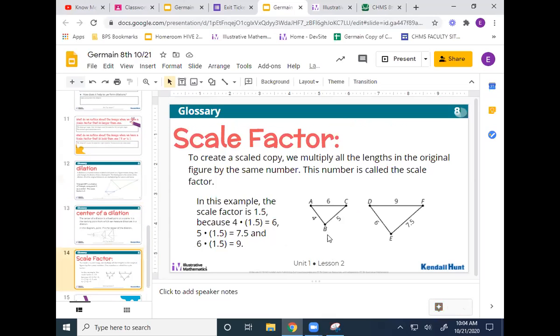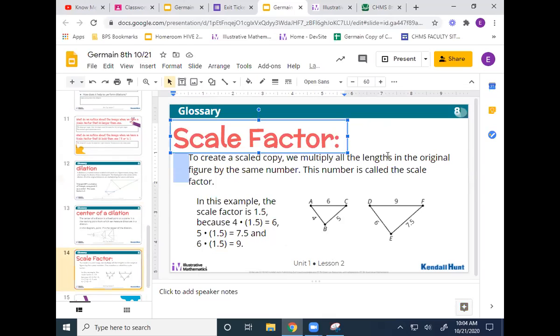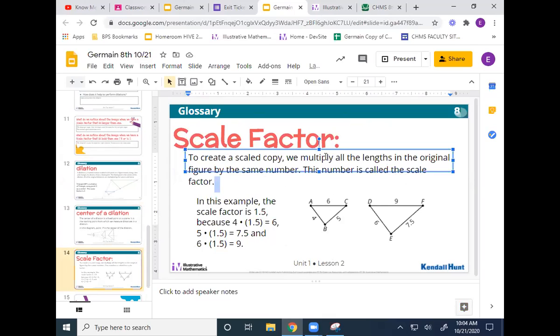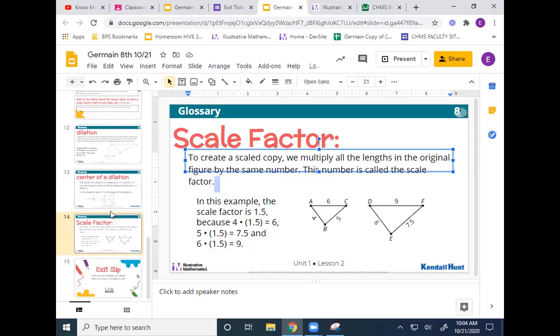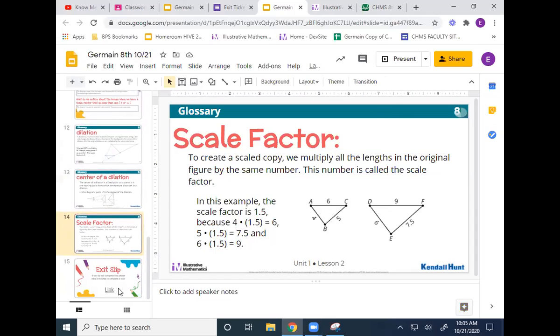And then the scale factor, as we talked about extensively last year in our first unit: to create a scaled copy, we multiply all the side lengths in the original figure by the same number. The number is called the scale factor. So the scale factor on this shape from going A, B, C to D, E, F would be a scale factor of 1.5. So the scale factor is the number you multiply each distance by to get that new figure, that new image.